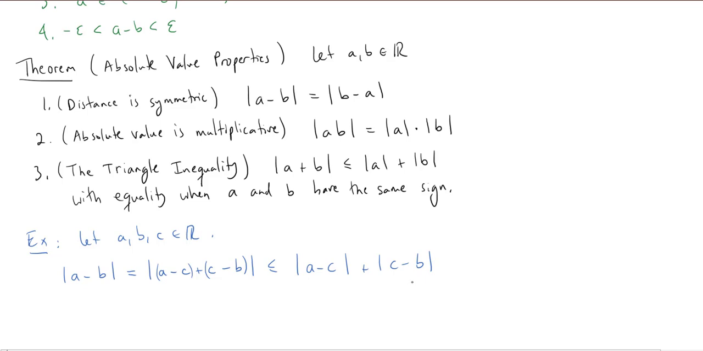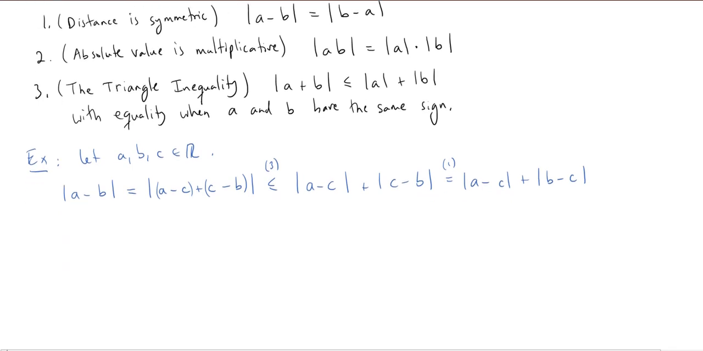And if I don't like having the c in the second position here, but the first position here, I could always rewrite this using property 1. Okay, so here was property 3, there was property 1. So I now have some inequality I've built up. It started with 2 numbers, a and b, and I ended up with a third number in there. But there's other ways we could have manipulated this.